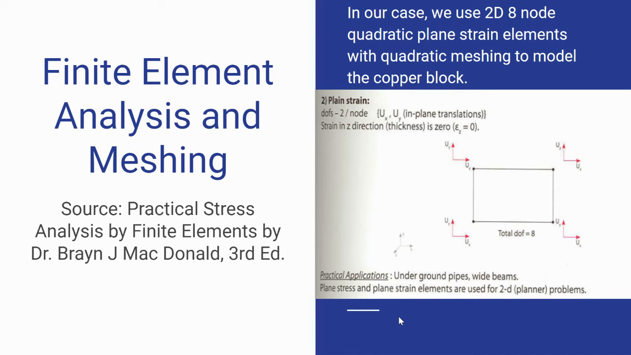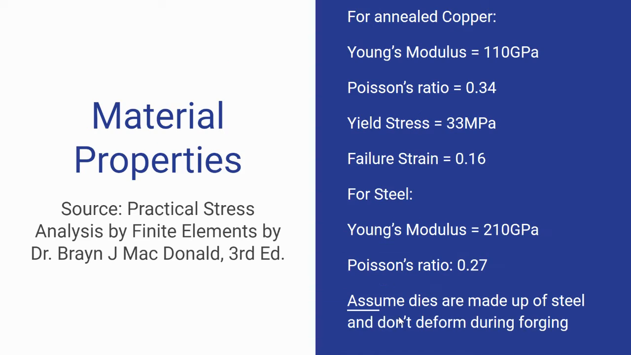So what is meshing? To solve a problem, we divide the body into several small elements by a process known as meshing. In our case, we use 2D 8-node quadratic plane strain elements with quadratic meshing to model the copper block. We are using plane strain conditions for the forging. Therefore, there are 4 nodes, and at every node there are 2 degrees of freedom, that is, translation in x direction or y direction. There is no rotation. So it is an 8-node quadratic plane strain element.